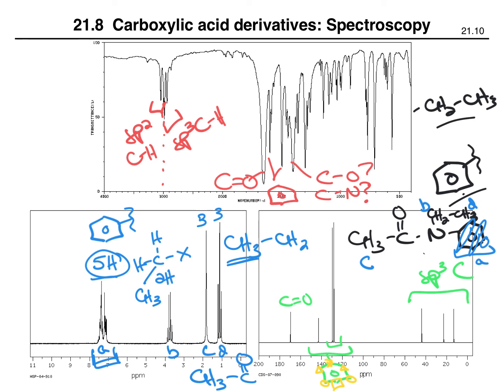And then finally, thinking about the C13 NMR, we have our carbonyl, we have our aromatic carbons, and then we have 1, 2, 3 sp3 hybridized carbons. Now make sure you keep getting lots of practice interpreting spectra.